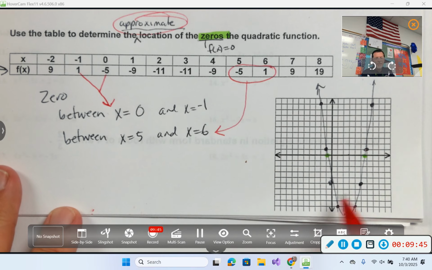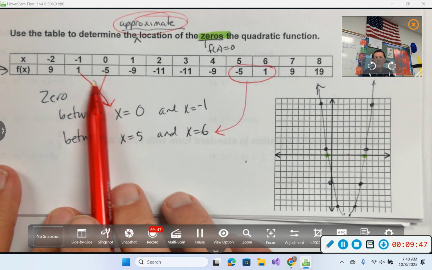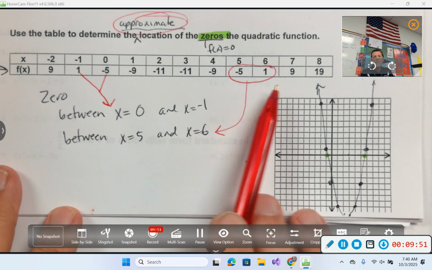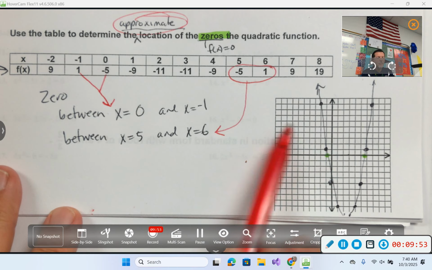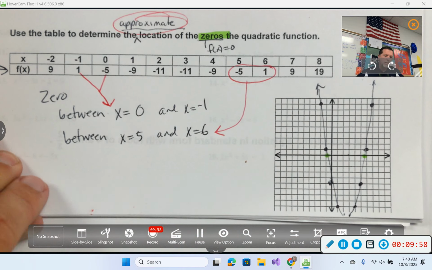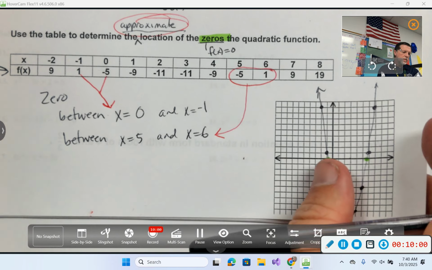So the graph makes it obvious, but if you understand the table and what it's giving you, you don't really even need the graph if you understand what all this point stuff is.